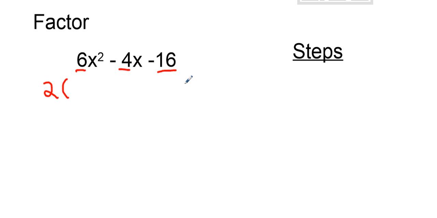Put some parentheses. I also noticed that I have an x squared and x, but since I don't have an x on the constant term, I cannot factor out an x. So our greatest common factor, again, is simply just 2. And as we factor that out, it's simply dividing. 6 divided by 2 is 3, so I have 3x squared. Minus 4 divided by 2 is 2, bring the x down. Negative 16 divided by 2 is negative 8. So there's our first step: factor out the greatest common factor.